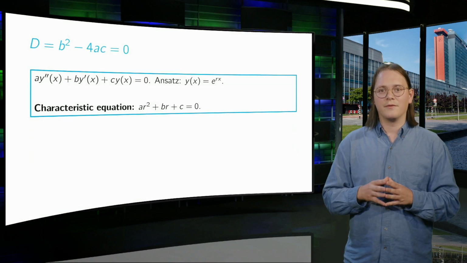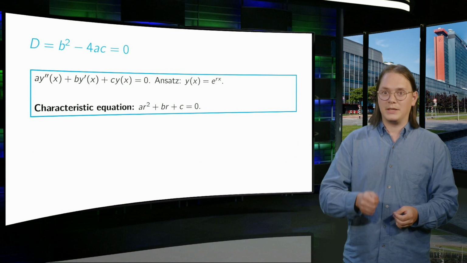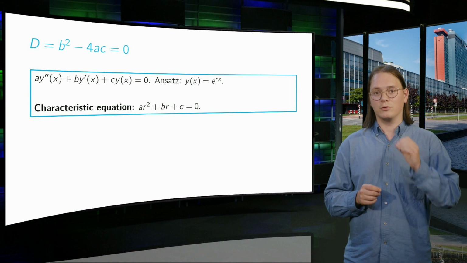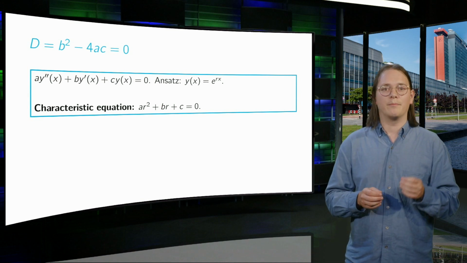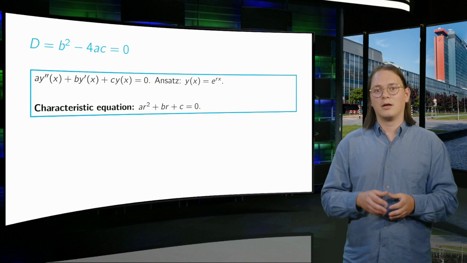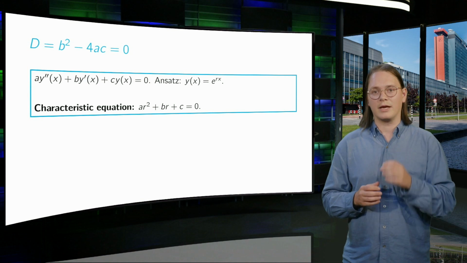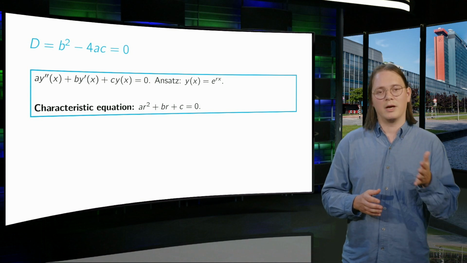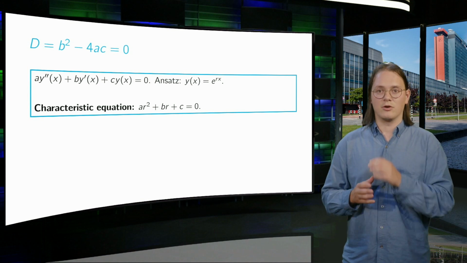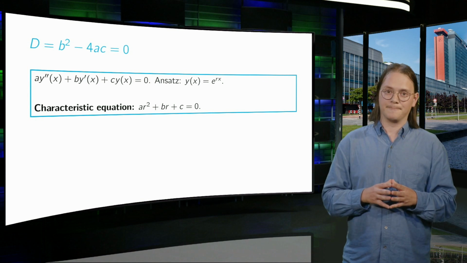We're considering the second order differential equation a times y double prime plus b times y prime plus c times y equals 0. We tried the solution y of x is e to the power rx, which gave the characteristic equation a times r squared plus b times r plus c equals 0. Let's look at the case where d, which is b squared minus 4ac, is equal to 0.